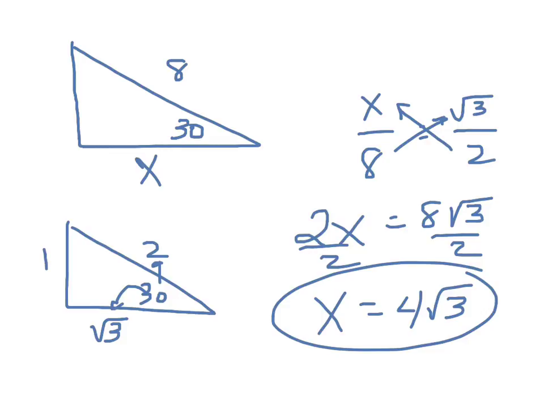Make sure you figure out what ratio it's matching. Also, make sure you know what triangle it's matching. We're matching the 30, 60, 90. We're not matching the 45, 45, 90. Okay? Are you comfortable with those? You only got a couple of those.